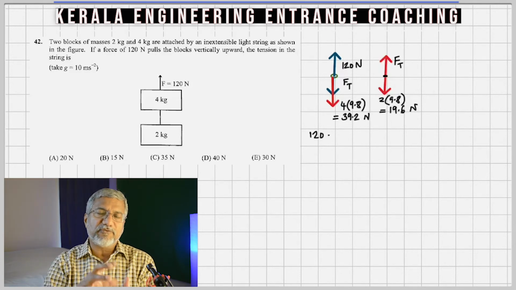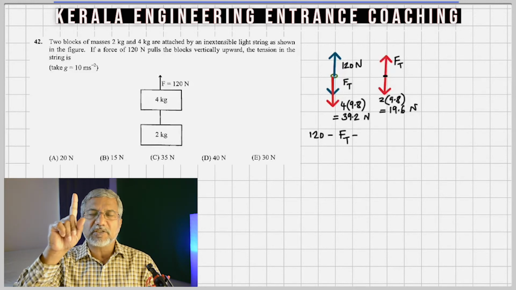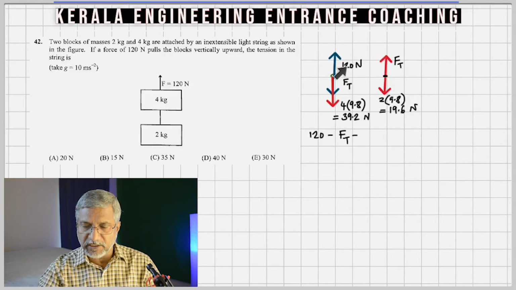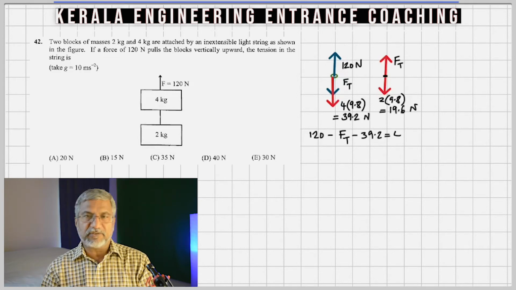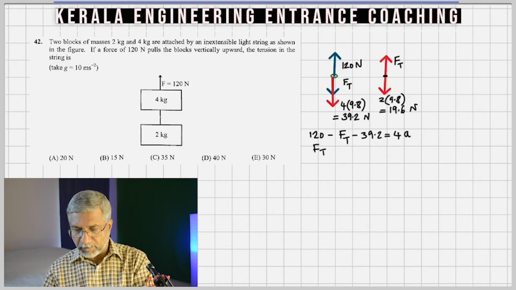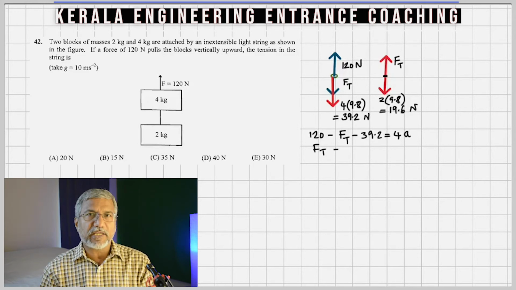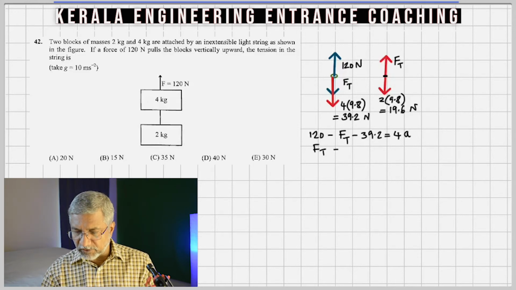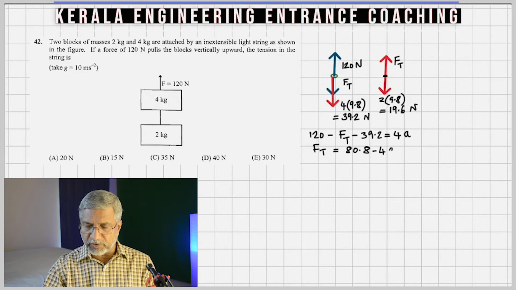Now when you look at the 4 kilogram, what is the net force? Up is taken as positive, down is negative. So 120 minus Ft minus 39.2. That's the net force. And net force must be equal to mass times acceleration. The mass of that object is 4, so 4 times A, because we do not know A. So when you rearrange that, you're going to get Ft is equal to 80.8, because 120 minus 39.2 gives 80.8.